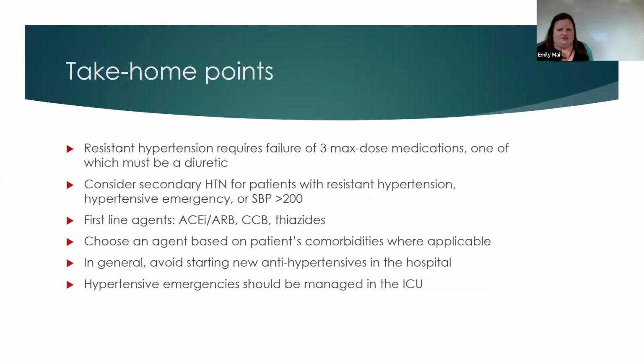So in conclusion, take-home points. Resistant hypertension has to be 3 max dose meds, and one of them must be a diuretic. Think about secondary hypertension for anyone with resistant hypertension, hypertensive emergency, or a systolic above 200. First line are ACEs, ARBs, calcium channel blockers, and thiazide diuretics. You want to pick your agent based on patient's comorbidities when that applies. Avoid new antihypertensives in the hospital, and hypertensive emergencies should go to the ICU. But they don't, but they should. The end.